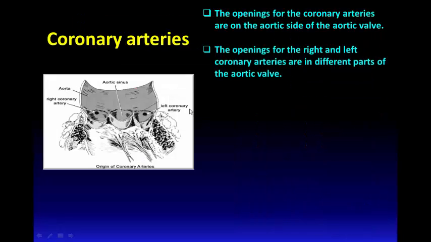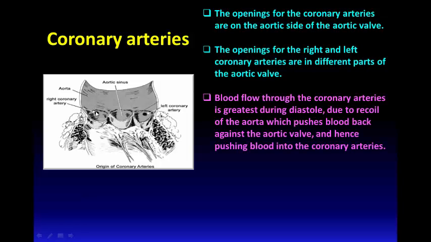The openings of the coronary arteries are on the aortic side of the aortic valve. They are not facing the lumen of the aorta, rather they are on the aortic side of the aortic valve. The openings of the left coronary artery and the right coronary artery are in different parts of the aortic valve. Here we have the opening of the left coronary artery, and this is the opening of the right coronary artery.